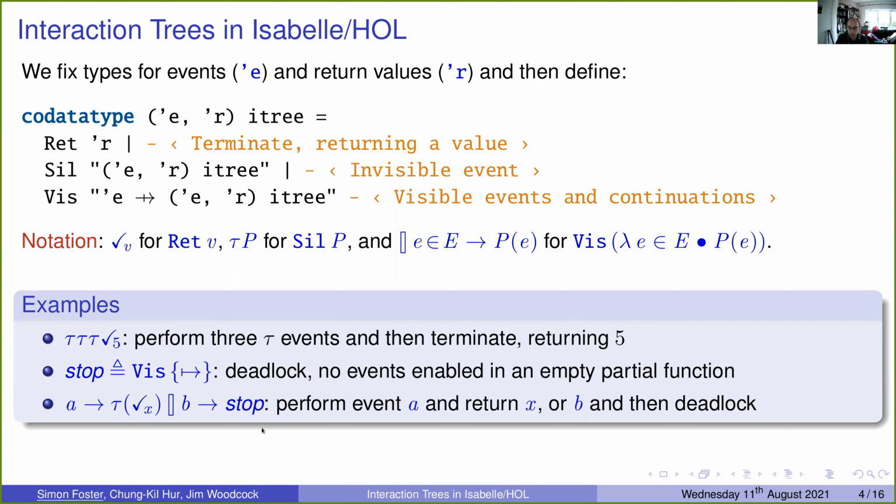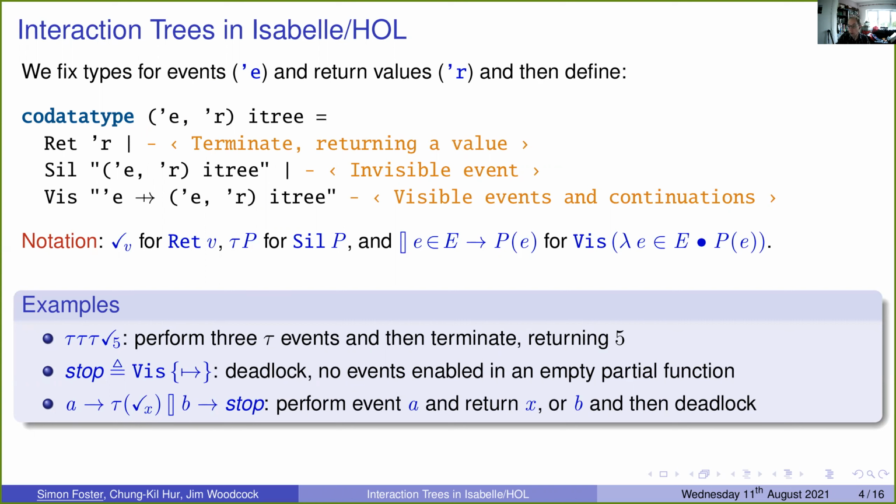And finally, this is a process algebraic interaction tree. We've got two choices. We can either do an event A, and at that point we perform a silent event and then return the value X, or alternatively, we can do the B event and then we deadlock. All of these things can be represented using interaction trees.